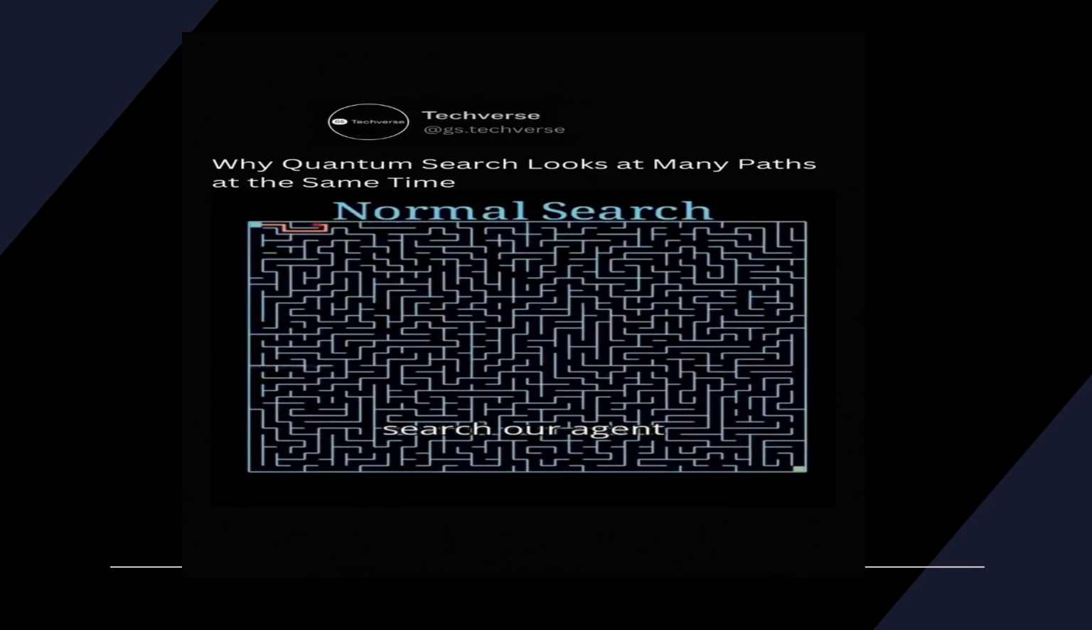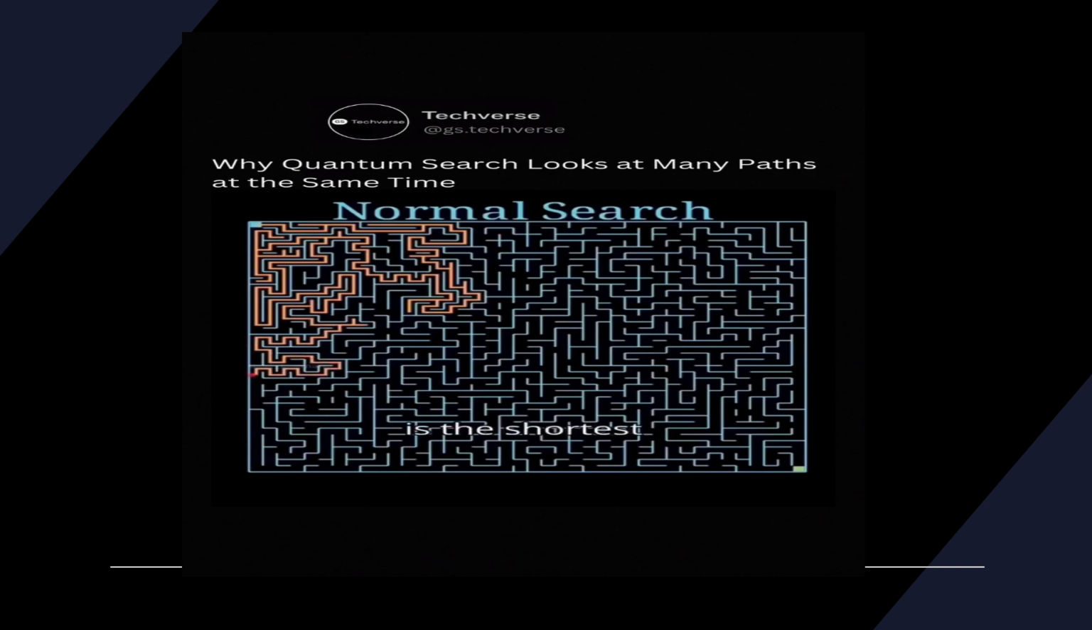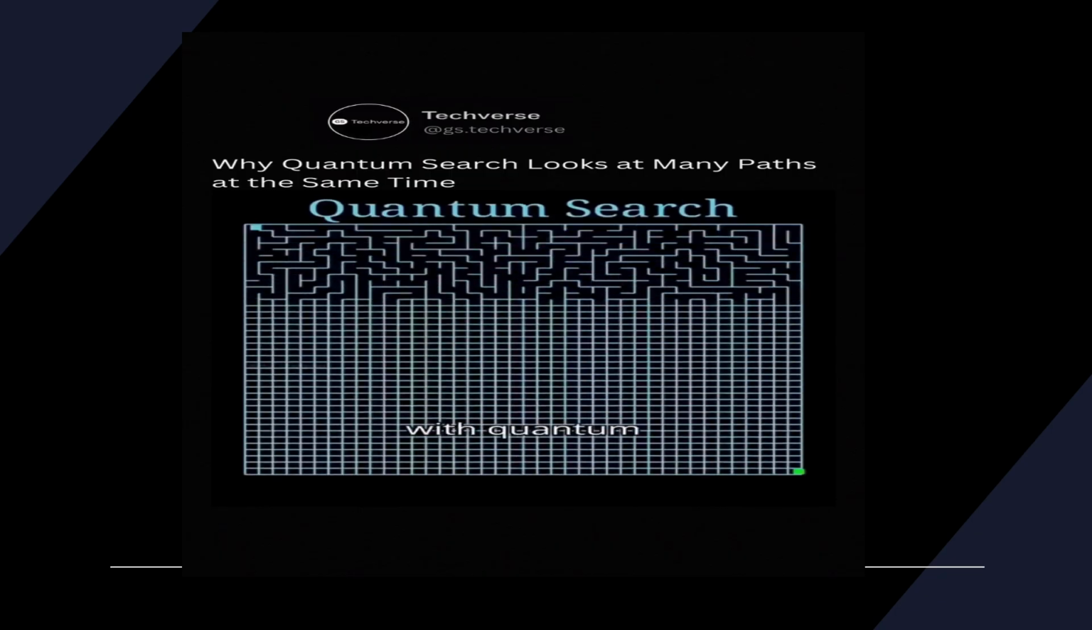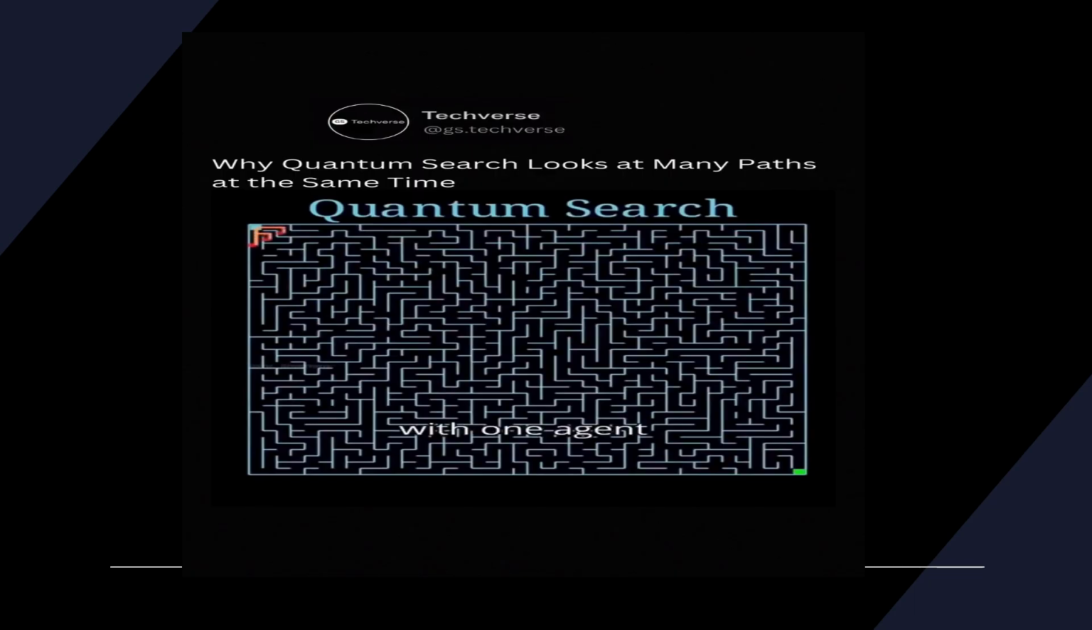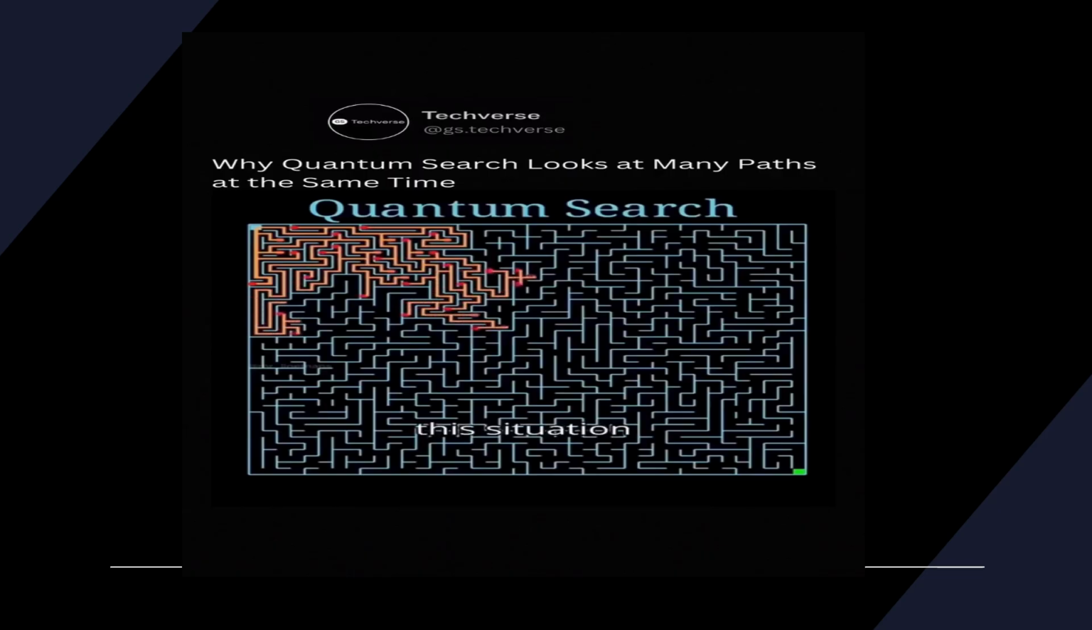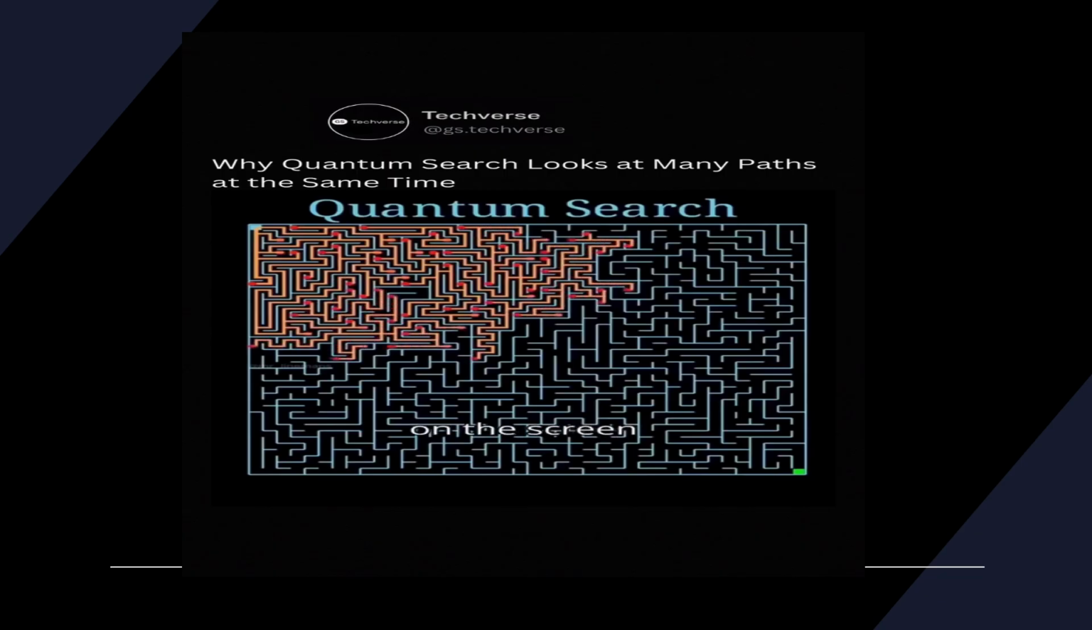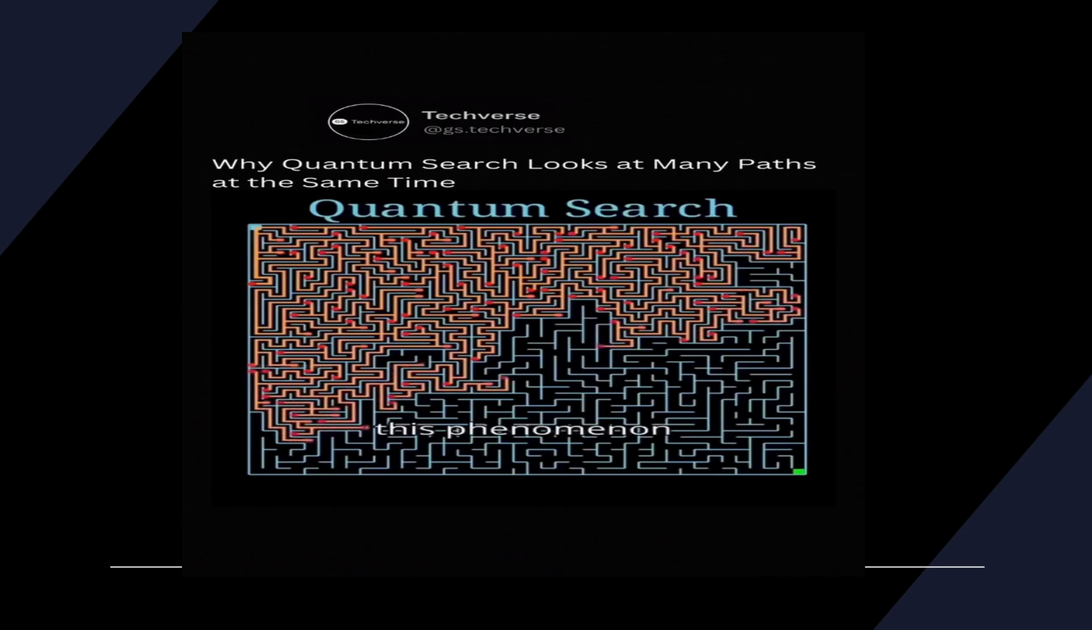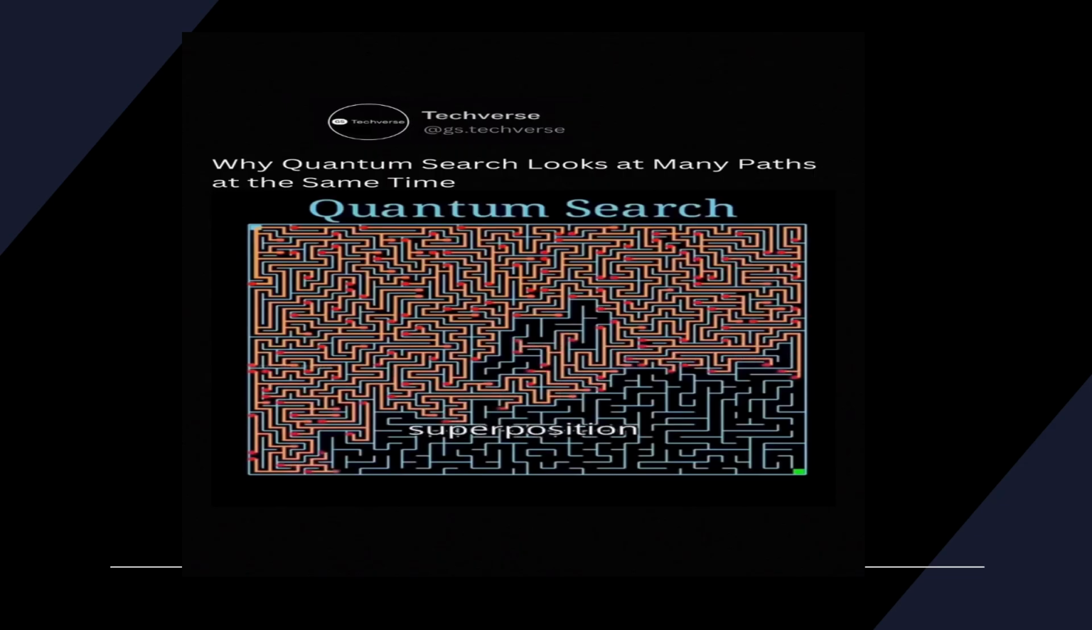In a normal search, our agent tries to search every path randomly to reach the destination, and we cannot claim that the path we find is the shortest until we visit the entire search space. However, with quantum search, you start with one agent, but whenever the agent encounters multiple paths, we send one agent to each new path. This allows us to search more quickly. The twist is that all those agents you see on the screen are just one single agent in multiple places. This phenomenon is known as quantum superposition.